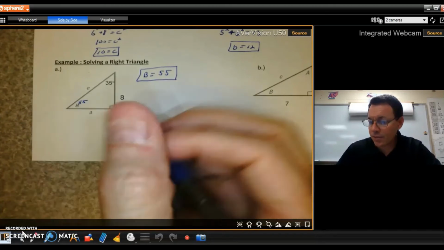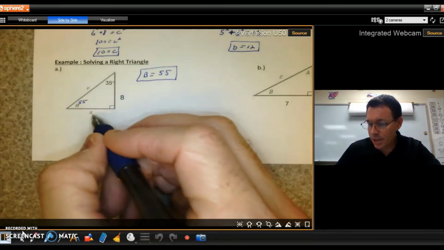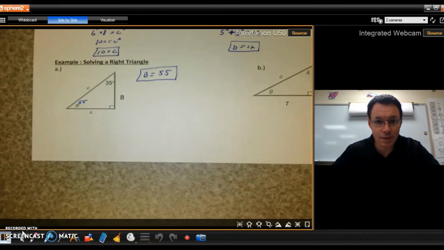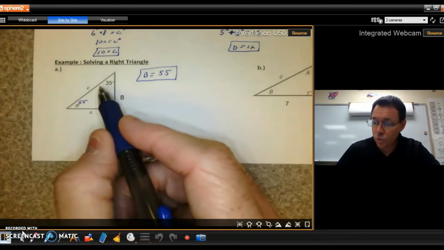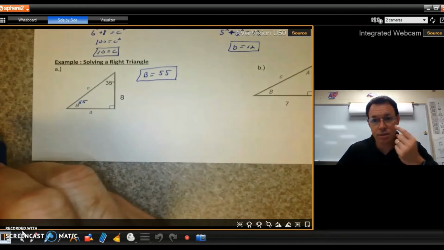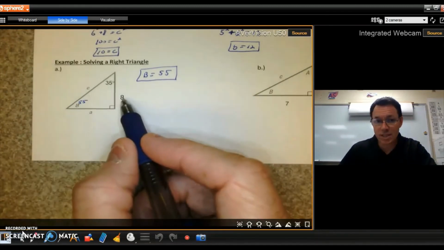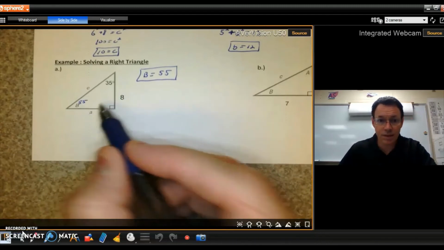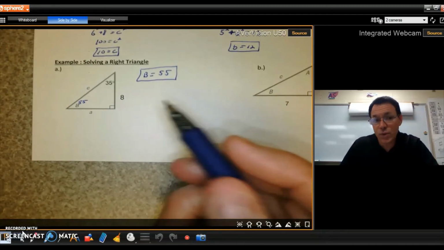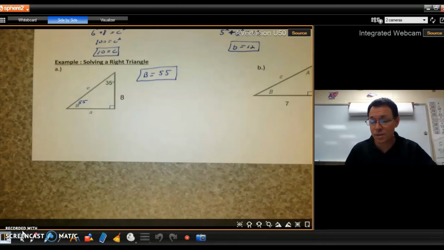Okay, now we need to find either A or C. Now, can't use the Pythagorean theorem. Okay, that's not going to work. We're going to use a trig function. We're going to use one of the angles that we know, and then we're going to use 2 sides, one of which needs to be a side that we know, and then the other one could be a variable. Okay, so for example, and it doesn't matter, there's different ways to do this.